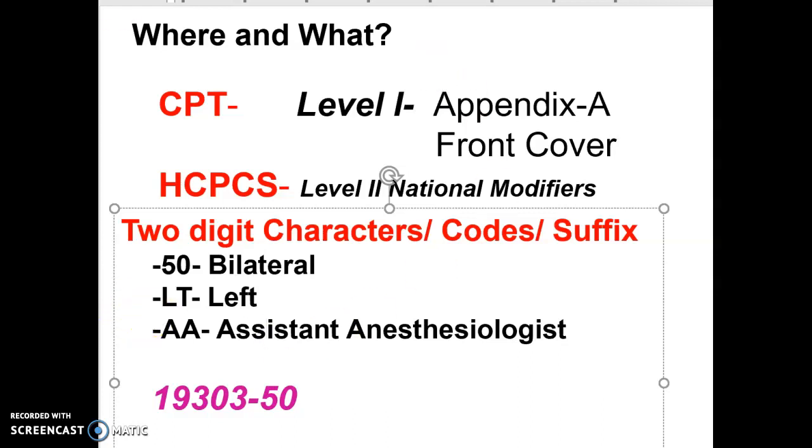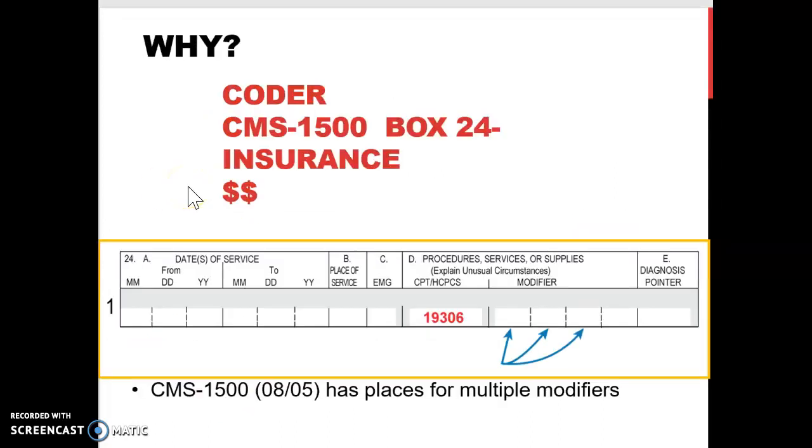So let's do an example. Actually, let's see why we need modifiers, right? Modifiers, again, are used as you will be a medical coder. You will be using a CMS 1500 form to fill out the necessary information sent to the insurance company. If a modifier is needed for a certain CPT code and you do not fill out box 24 with the proper modifiers, the insurance will deny reimbursement. Make sure you remember that.